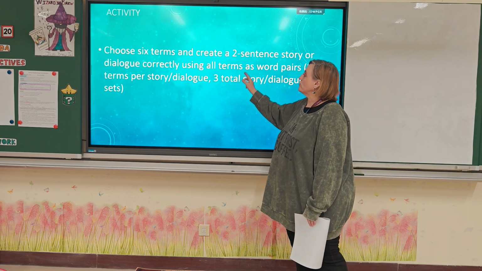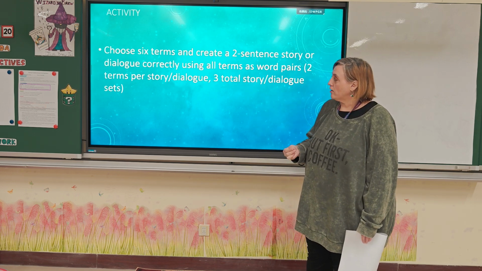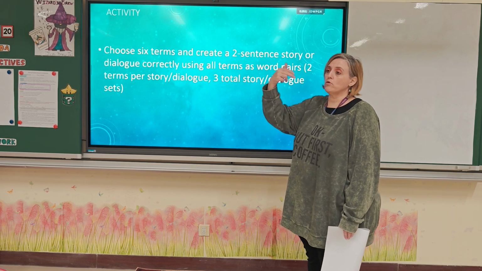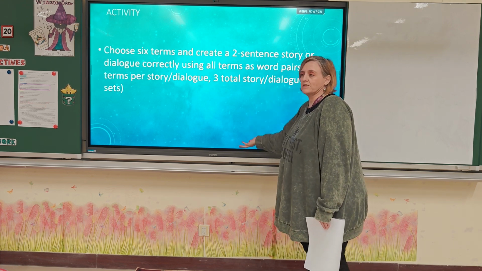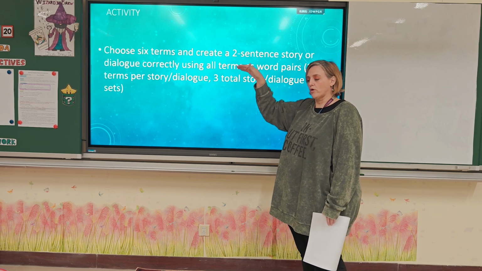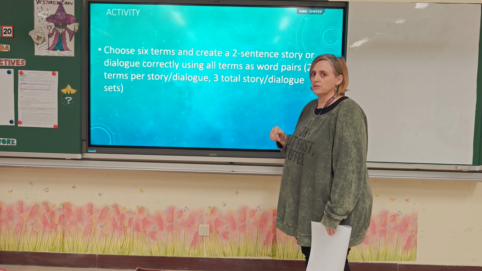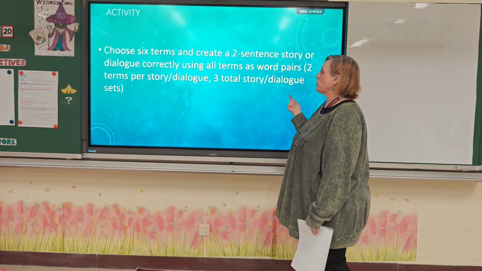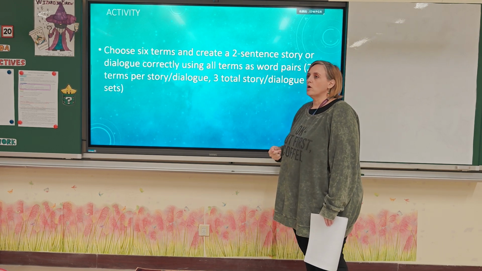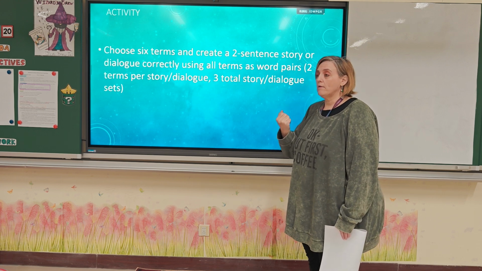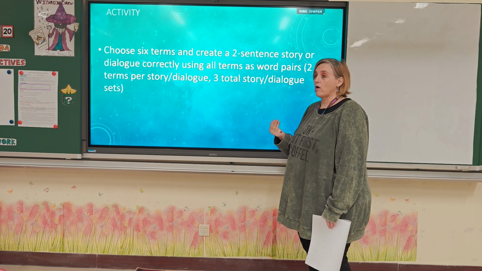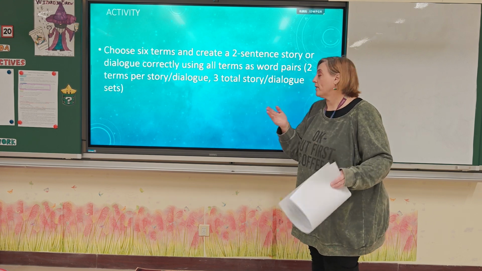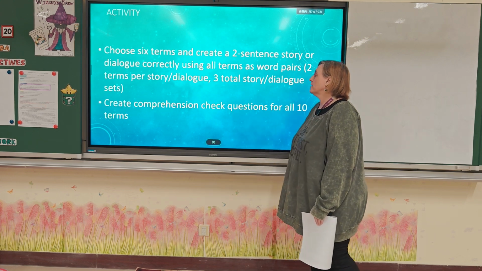So they need to create a 2-sentence dialogue or a 2-sentence story, so they would use one word in one sentence and another word in another sentence. But their dialogue or their story can only be 2 sentences. This again challenges them to use the vocabulary correctly, practice sentence structure, and also be succinct, not being too wordy. It helps them with being succinct.